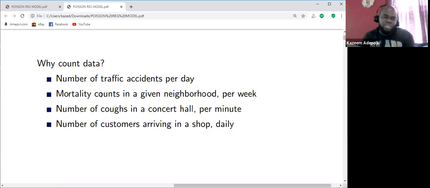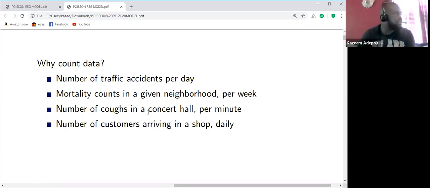So that is the mortality count. Then we can also look at the number of coughs in a concert hall per minute. When I go to a concert hall, it's going to be crowded. So can I count the number of coughs per minute? You know the way people cough, because it's contagious. I think you know that. Can we have an estimate of the number of coughs per minute?